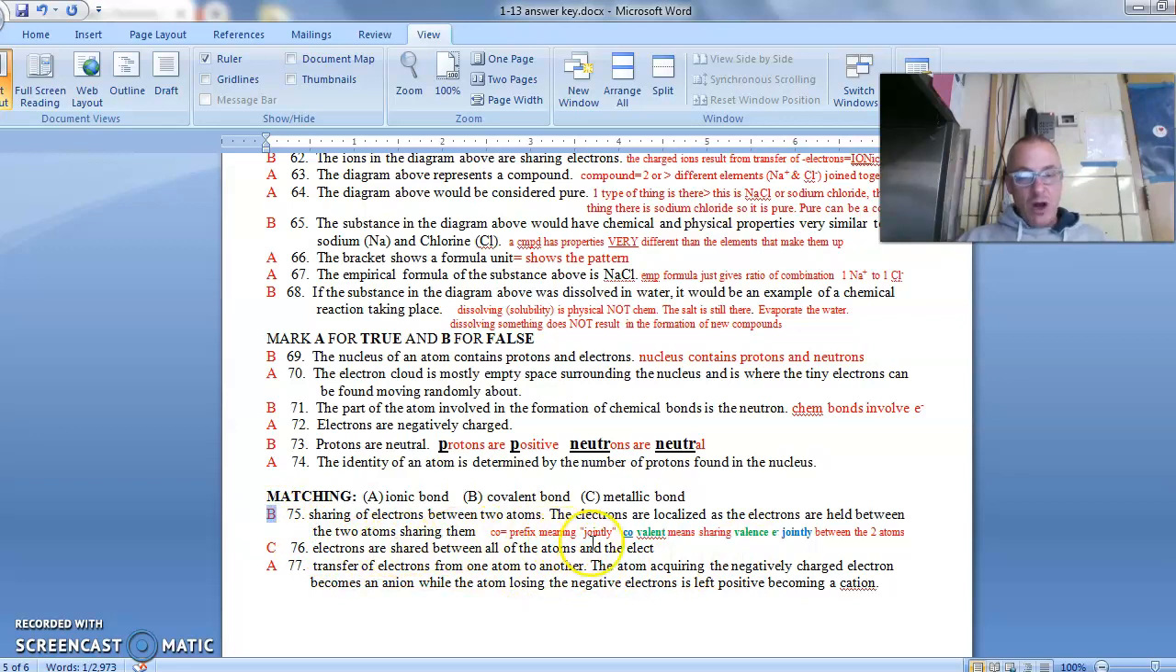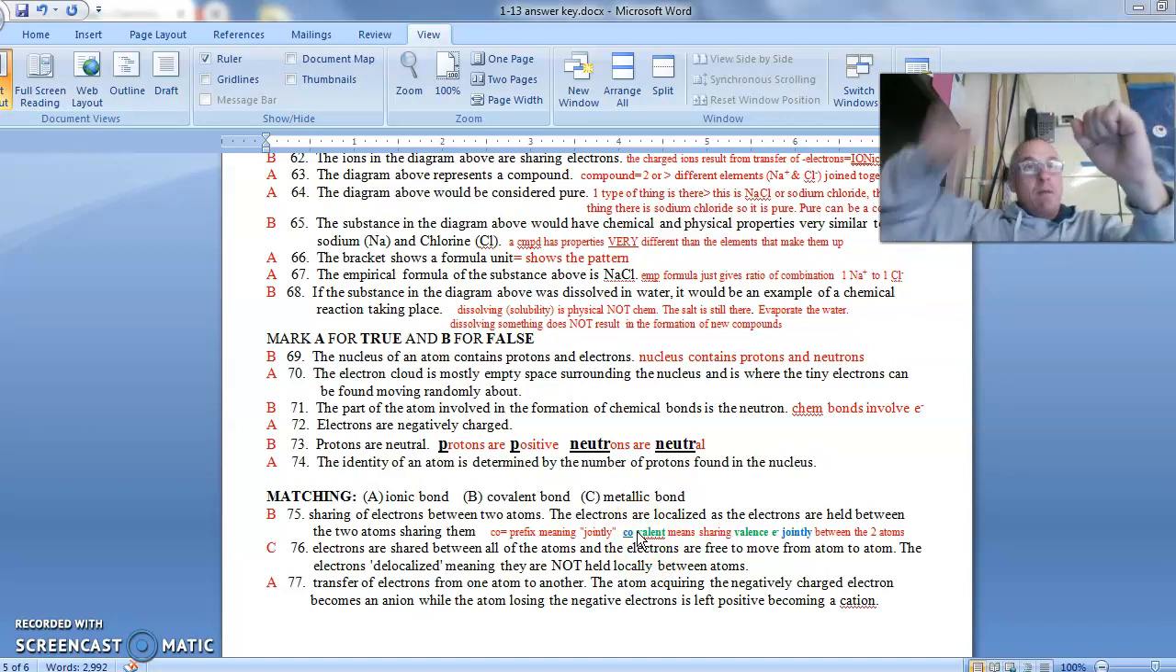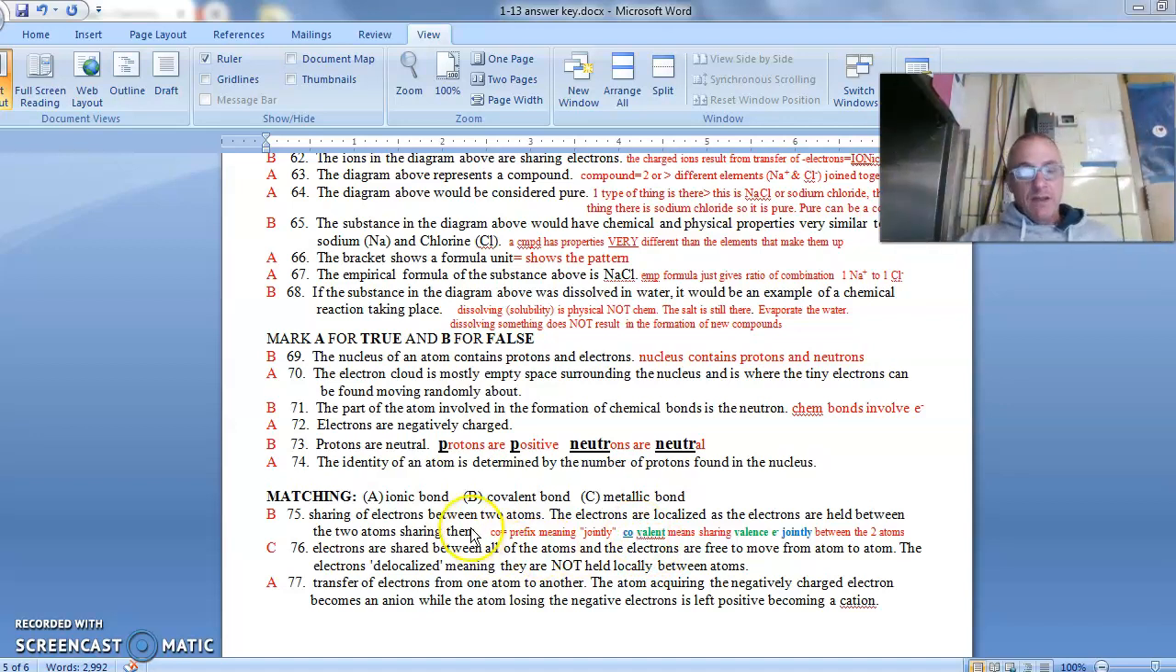Electrons are shared between all the atoms, and the electrons are free to move from one atom to another. What is that called? When the electrons are free to move from one atom to another atom, you have an atom here, an atom here, an atom here, and those electrons can go from atom to atom to atom. That's a metallic bond. And we'll talk a lot about metallic bonds later in the year.